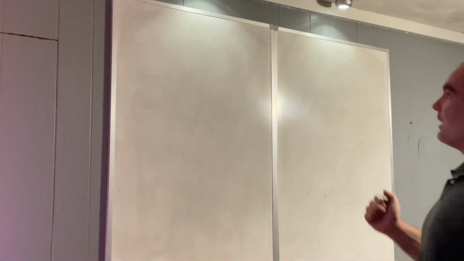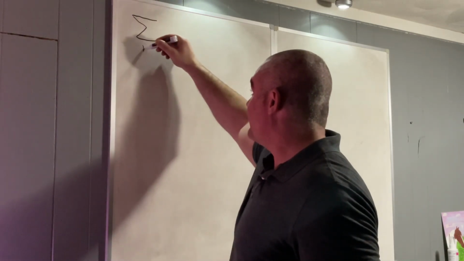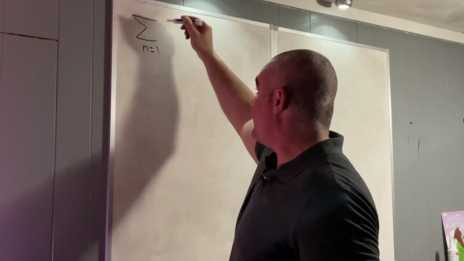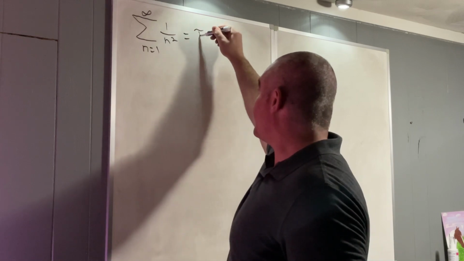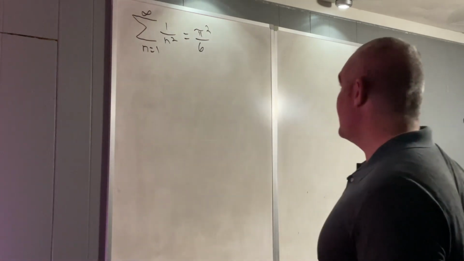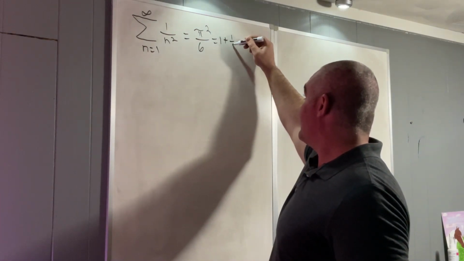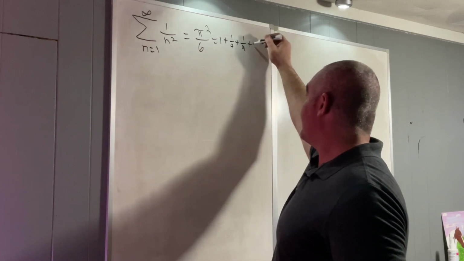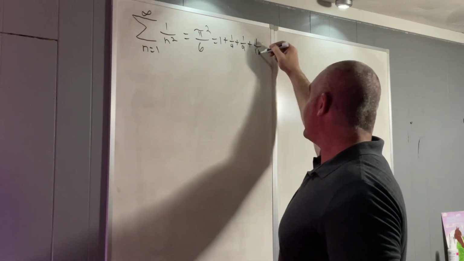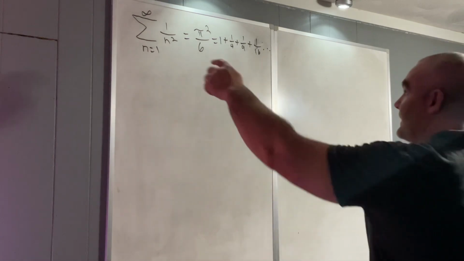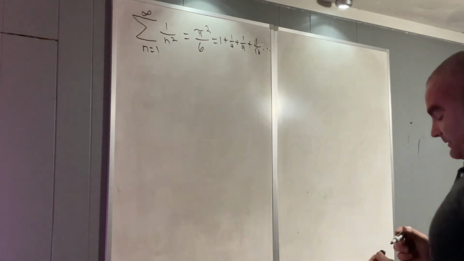was the Basel problem, which says exactly this: the sum from n equals 1 to infinity of 1 over n squared is equal to pi squared over 6. And of course, that's equal to 1 plus 1 fourth plus 1 ninth plus 1 sixteenth, and on forever. N equals 1, we get 1 over 1. N equals 2, we get 1 over 4. N equals 3, we get 1 over 9. So yeah, that's the Basel problem.